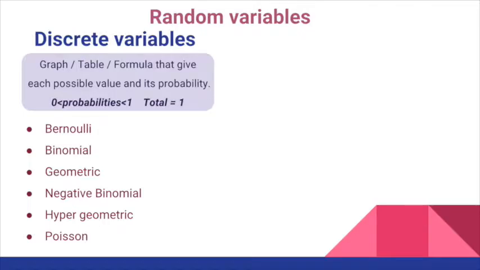The random variables are discrete and continuous variables. For discrete, we use graphs, tables, and formulas that give each possible value its probability. These probabilities always go from 0 to 1 and the total sum equals 1. The distributions for discrete variables are Bernoulli, binomial, geometric, negative binomial, hypergeometric, and Poisson.